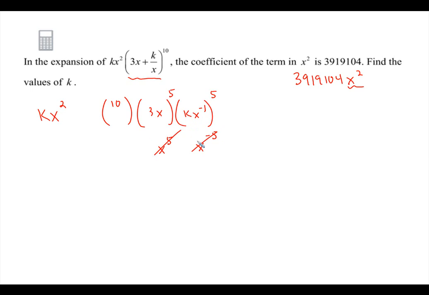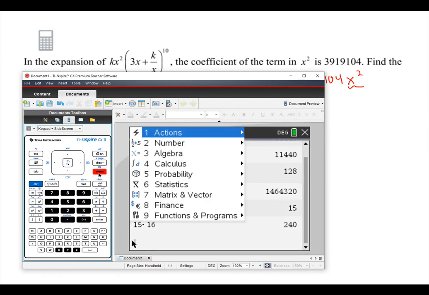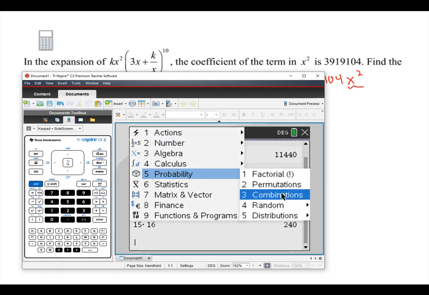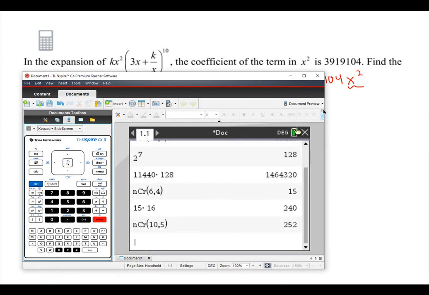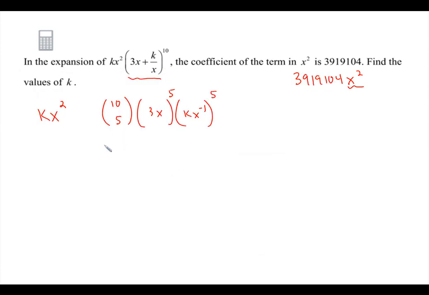So let's simplify the rest of the problem. So this would be a 5 down here. So 10 choose 5. We could use our calculator to calculate that. It's a GDC question. Menu, probability, combinations. All right, 10 comma 5. We get 252. Okay, so this gives us 252.